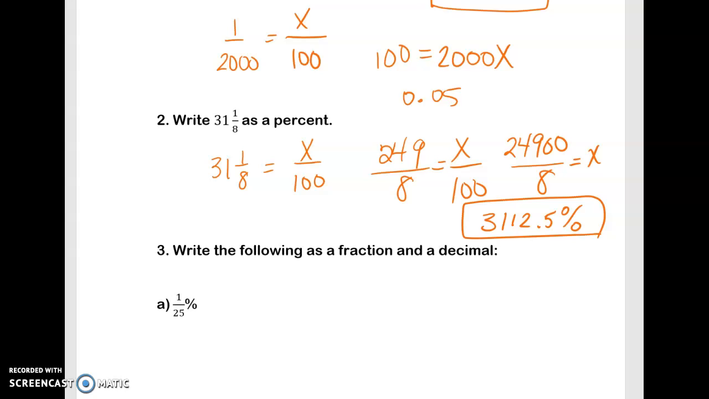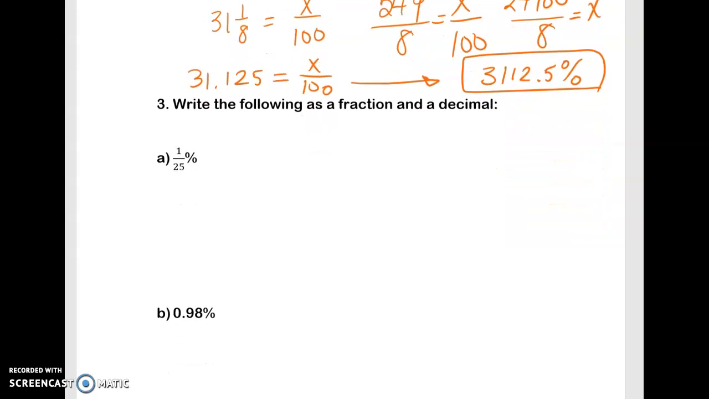If you already know that 1/8 is going to be 0.125, you could have started with 31.125 equals x over 100, multiply both sides by 100, and get this directly. Okay, for number three, we want to write the following percents both as a fraction and as a decimal.